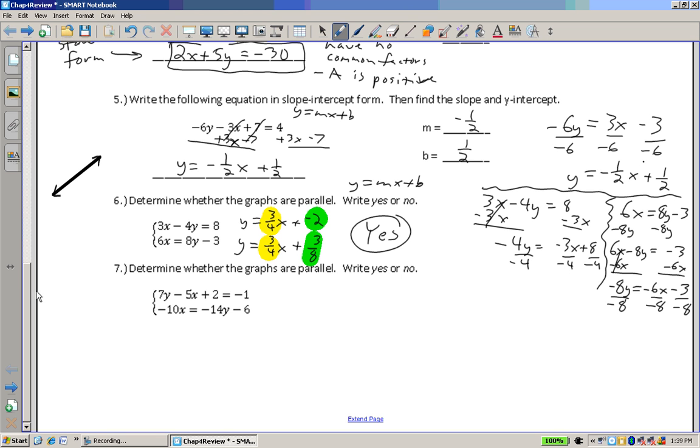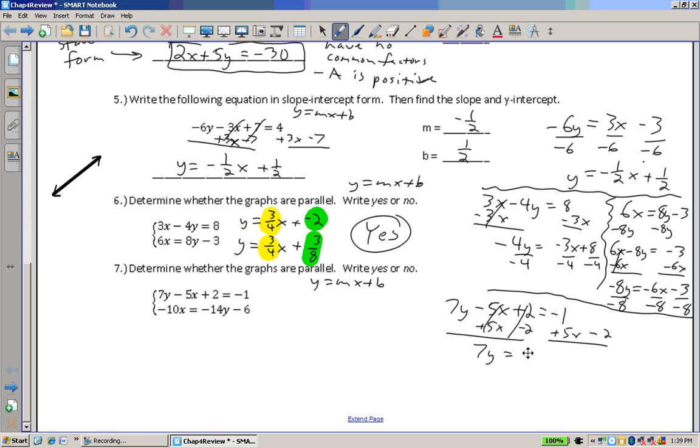Now let's do the same thing for number 7. I'm going to isolate y, try to get y equals mx plus b. So I'm going to clear everything else that's not y from that side. Negative 1 plus negative 2 is negative 3. So we get y equals 5/7 x minus 3/7.